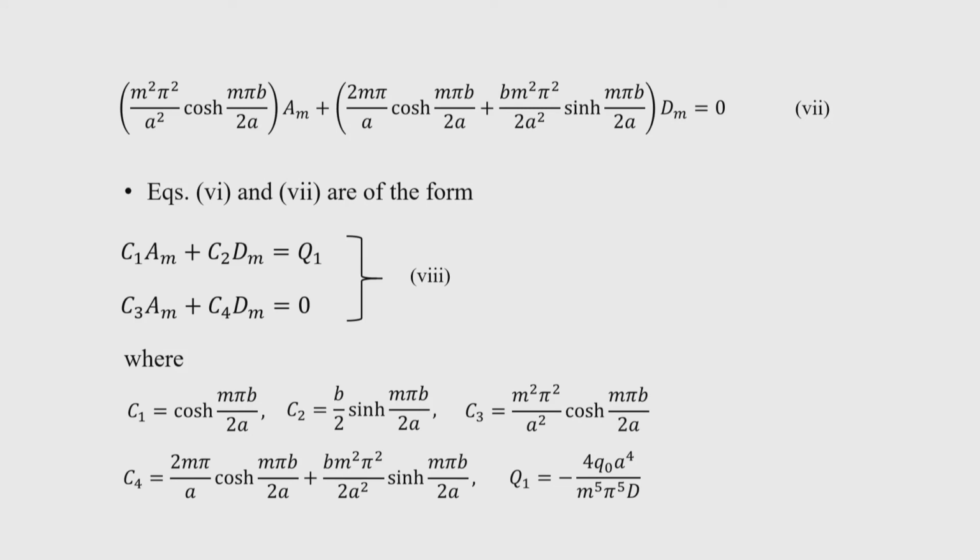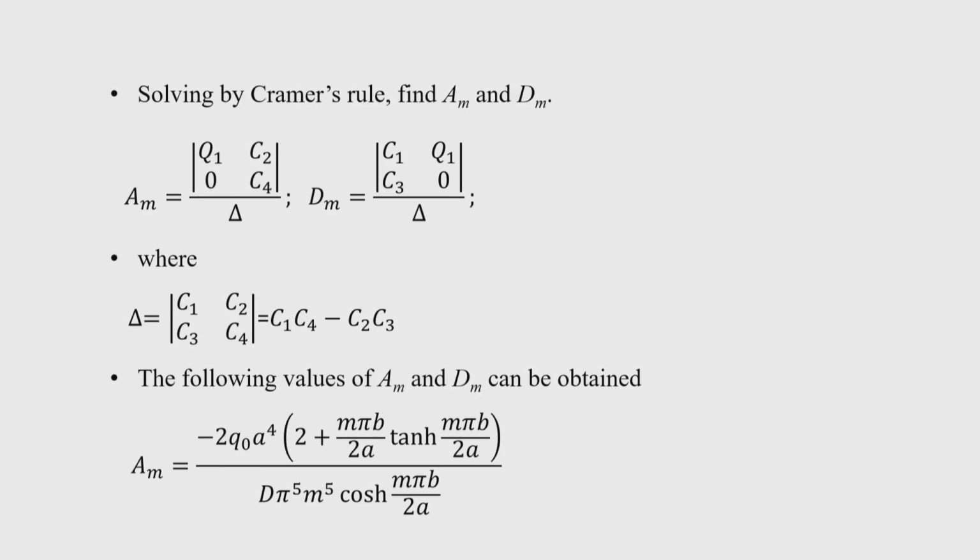So, this can be solved by using any rule. Okay. The easiest rule is Cramer's rule, using the determinant. It is a systematic procedure, and you can find that using Cramer's rule, the unknown constant a_m becomes this determinant of Q1 C2, I am telling you row wise, so Q1 C2, 0 C4, divided by delta. What is delta? Delta is the determinant formed by the coefficients associated with the two variables, a_m and d_m.